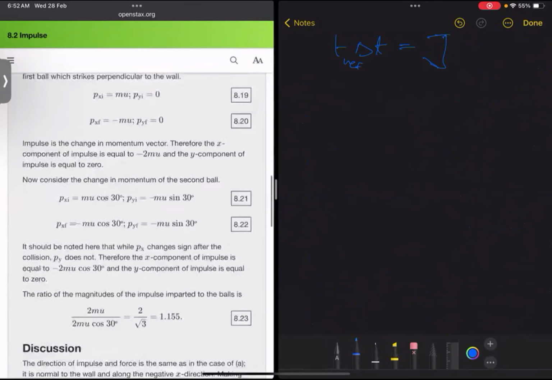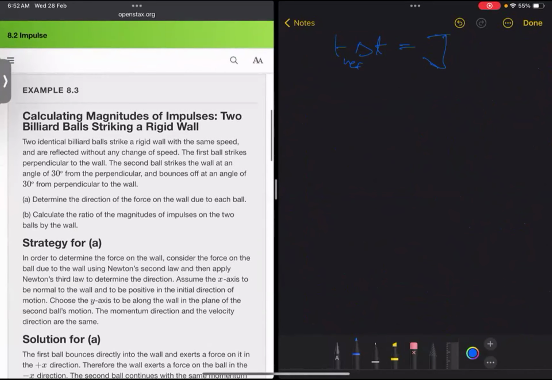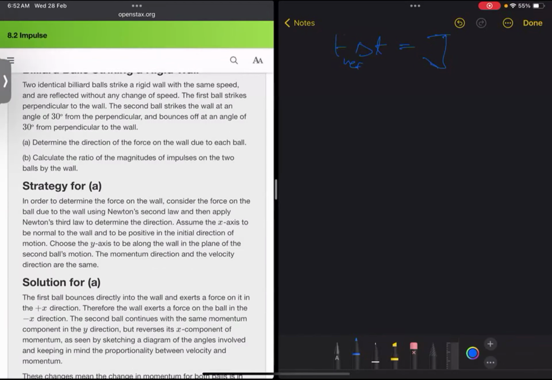So for solving some questions on impulse, let's do this question. Calculate the magnitude of the impulse for two billiard balls. Two identical billiard balls strike a rigid wall with the same speed and are reflected without any change in speed. So speed is not changing.